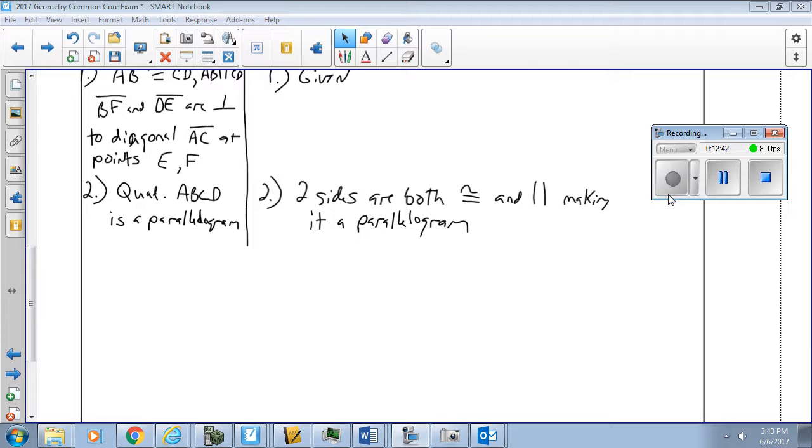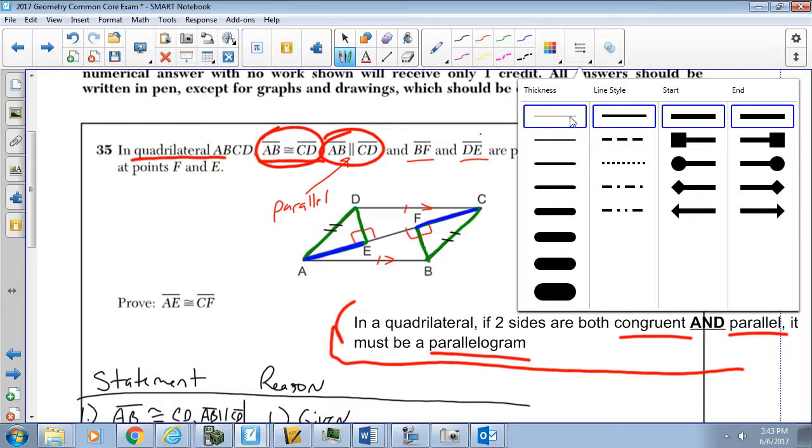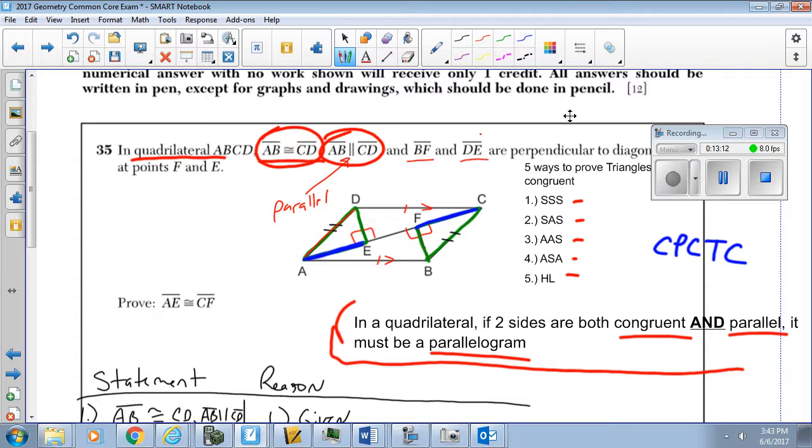All right, let's keep going on this proof. Now we have established that this is a parallelogram. Let's use some of our given information now and focus on the triangles we're trying to prove congruent. We already have a pair of sides: AD and CB are congruent. That's a side.